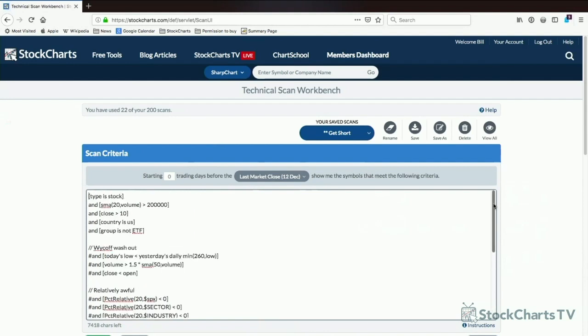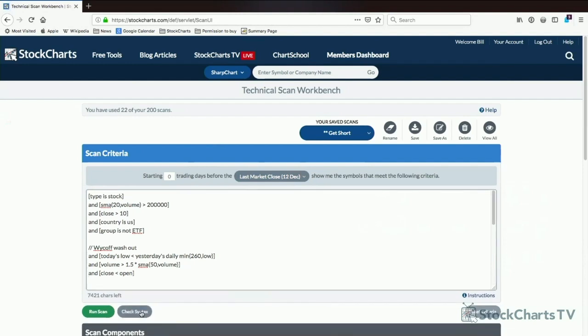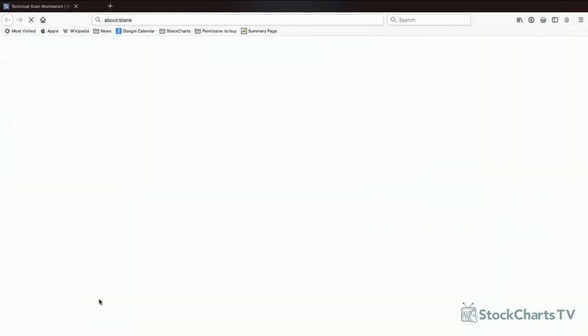So we're going to go through each of these, and each of them has their own sort of properties. So I'm going to uncomment these guys. And let's scoot this back up, check our syntax, run our scan.